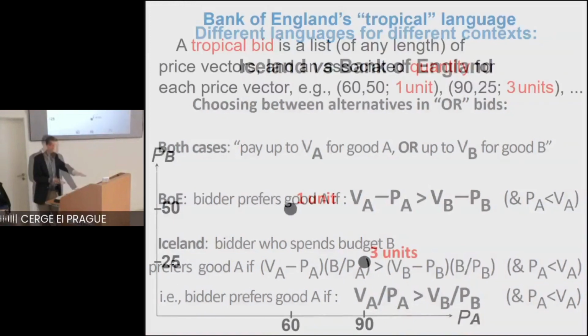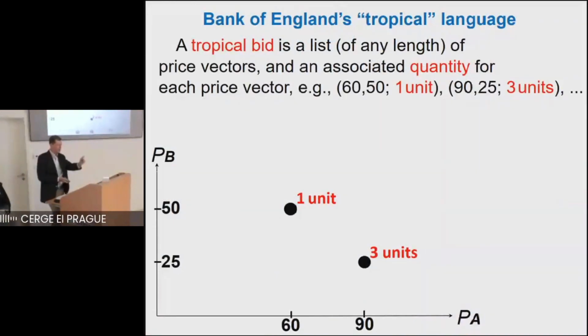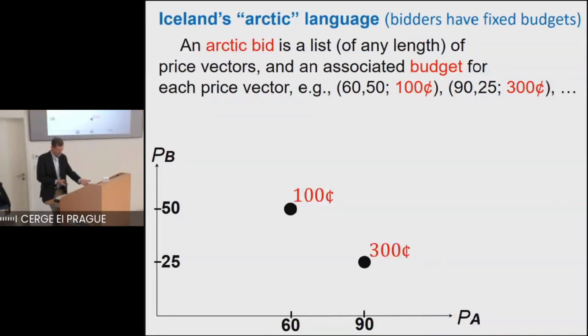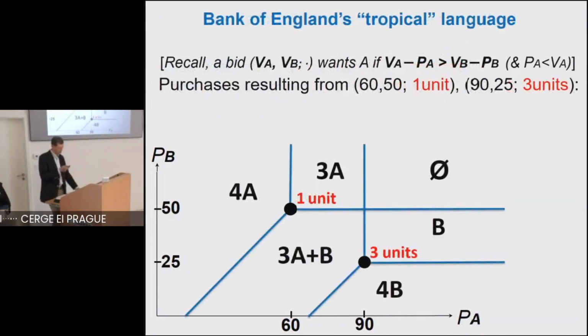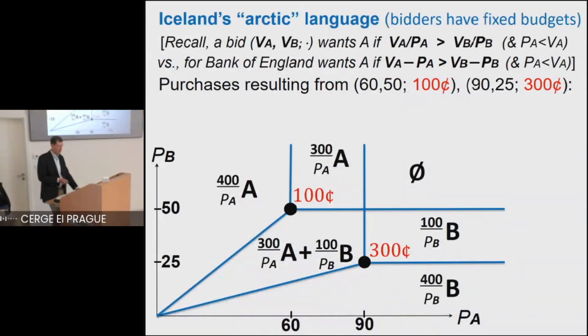And if we draw a picture of the tropical language of the Bank of England, in which it was the price vector and the number of units, the Arctic case is the price vector and the amount you're prepared to spend in that bid. In the tropical case, we have tails, parallel lines at 45 degrees, but when we're looking at price ratios, these tails are now going to go through the origin. So the plane is divided up differently, and of course the solution mechanism is different.